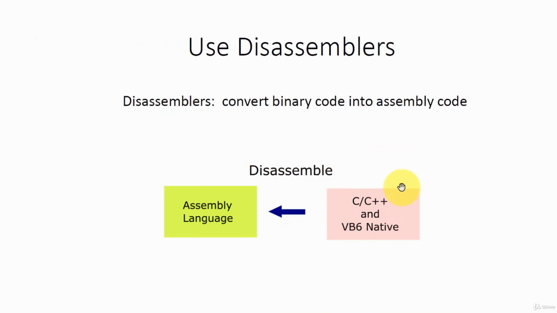In order to crack C, C++, and VB6 native exe files, we would normally disassemble it into assembly language. We have seen in this course that typically we use x64dbg. Now x64dbg is a disassembler and also a debugger. x64dbg will convert the binary code into assembly language, and that process is called disassembling.